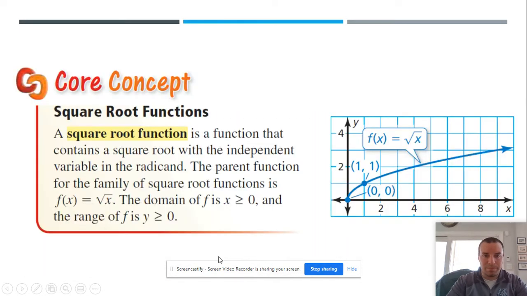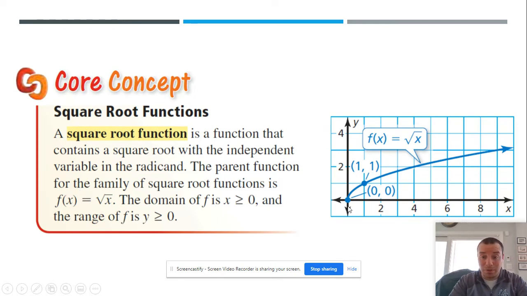Alrighty. So a square root function is a function that contains a square root with the independent variable in the radicand. Remember, the radicand is what we're looking at right here, underneath the square root. The parent function of the family of square root functions is just the square root of x. So remember, that parent function is the most basic type. The domain for this particular function is x is greater than or equal to 0, and the range is y is greater than or equal to 0.